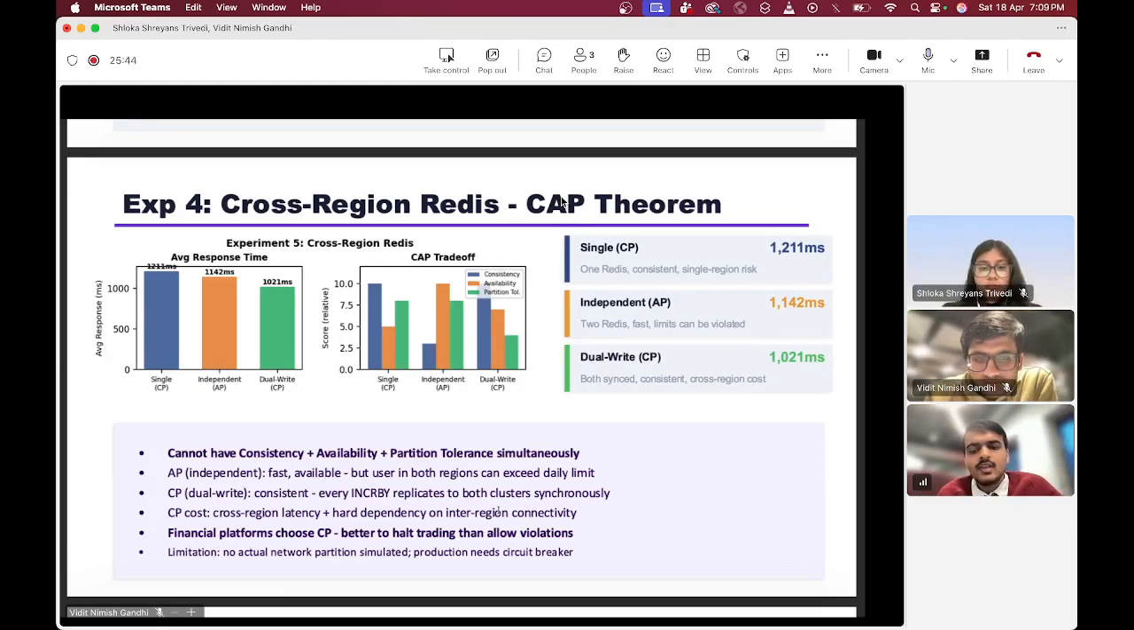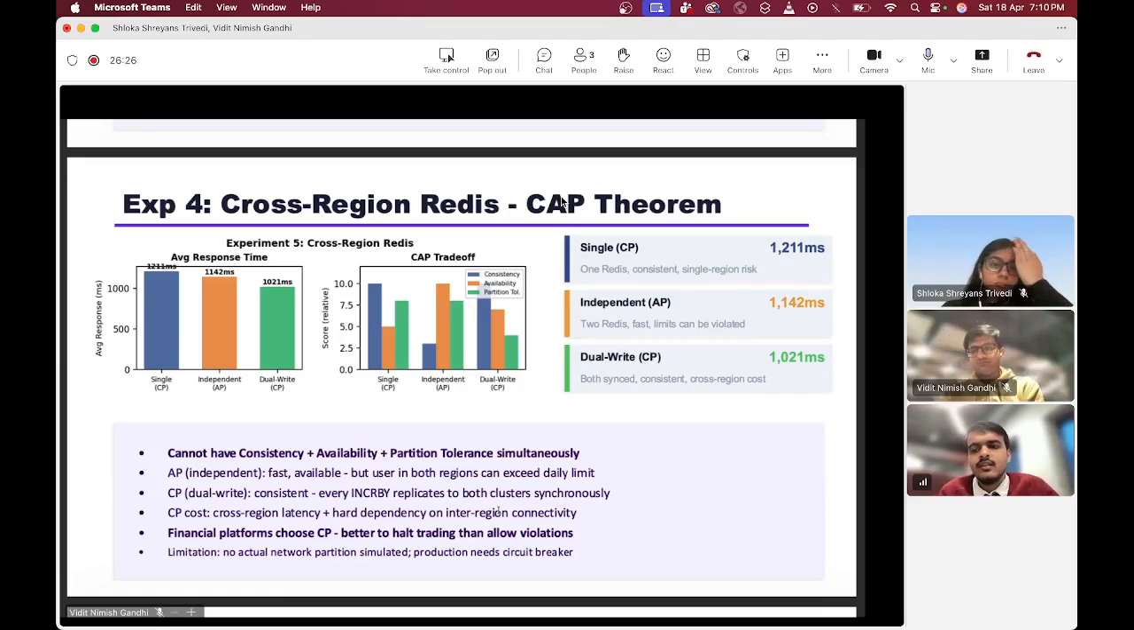And the other test was dual write mode, where every increment synchronously replicates to both Redis clusters. The limit is enforced accurately across the regions with 1000 milliseconds average. The cost is a hard dependency on inter-region connectivity, so if the link breaks, risk checks block entirely. This directly demonstrates the CAP theorem. The system cannot simultaneously be available, consistent and partition tolerant. For financial trading, the choice is CP: it is better to halt trading than to allow a risk violation.